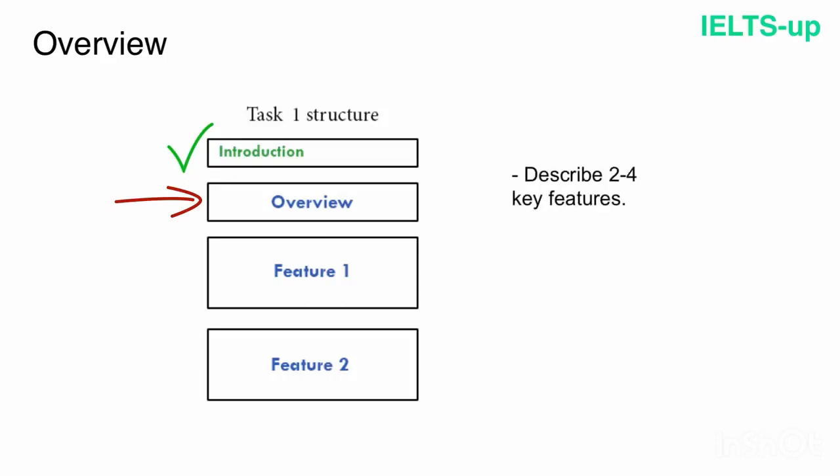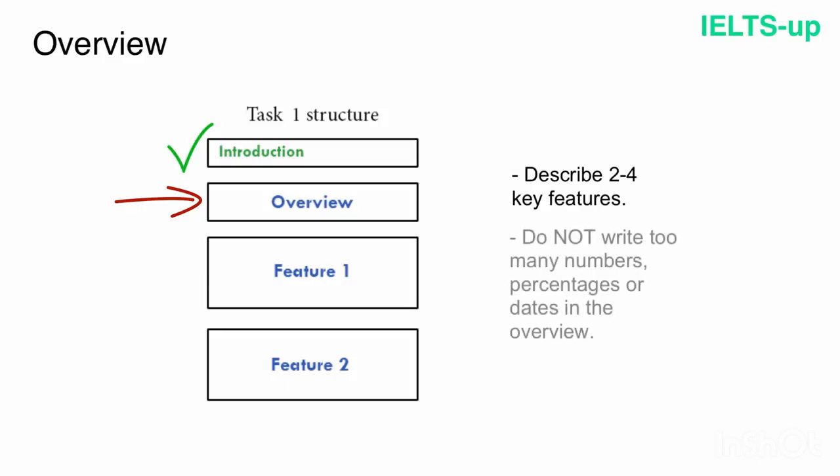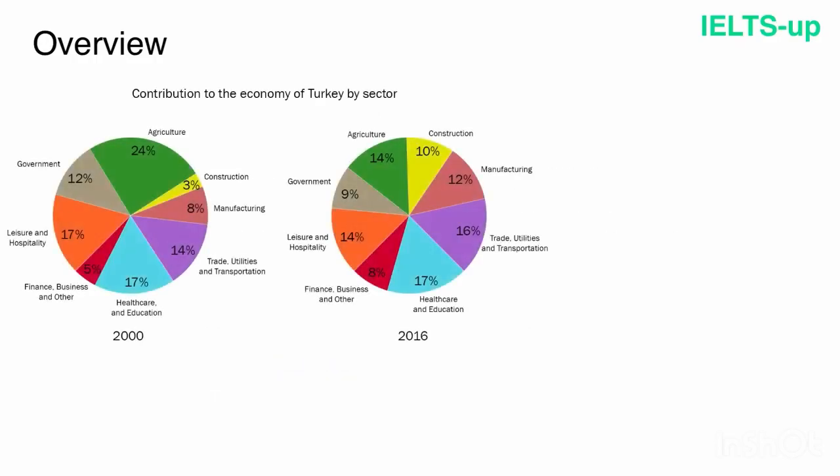Ideally, you should describe from 2 to 4 key features. Do not write too many numbers, percentages, or dates in the overview. You have to keep only general information in this paragraph. So, let's look at our pie charts and identify some key features.